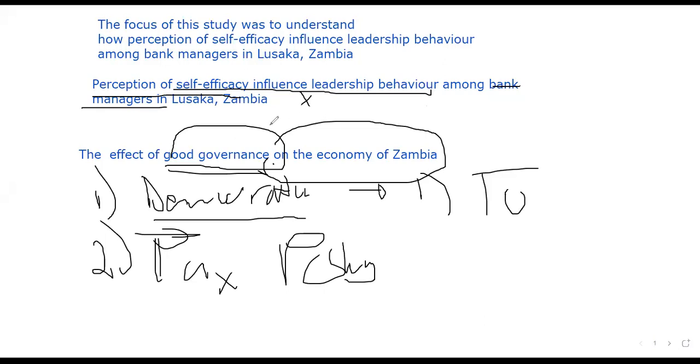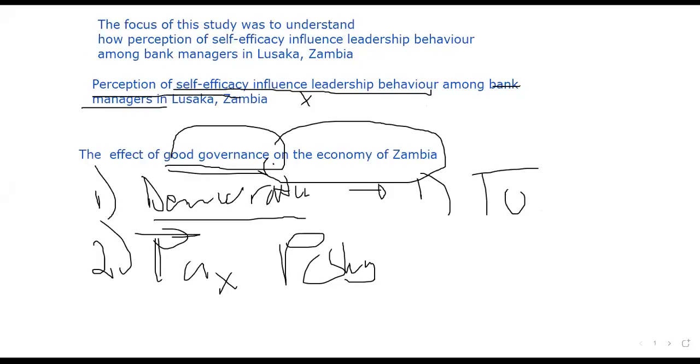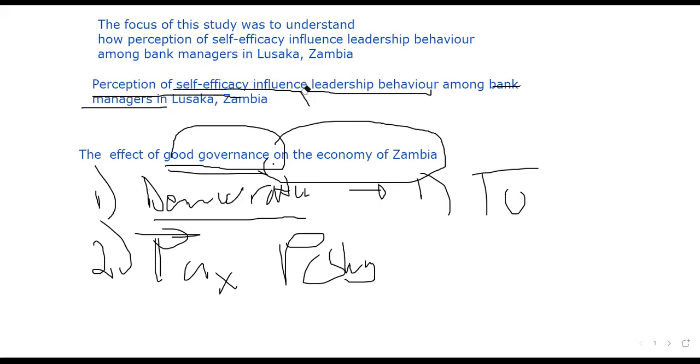It's a peculiar topic, unlike the other topics that we had, which showed you a relationship between the X and Y variable. This topic right here simply just shows you variable 1, which is X, and it is just exploring how these self-efficacy influences affect the behavior of bank managers.